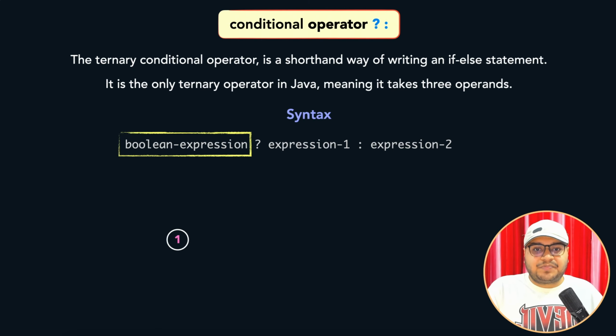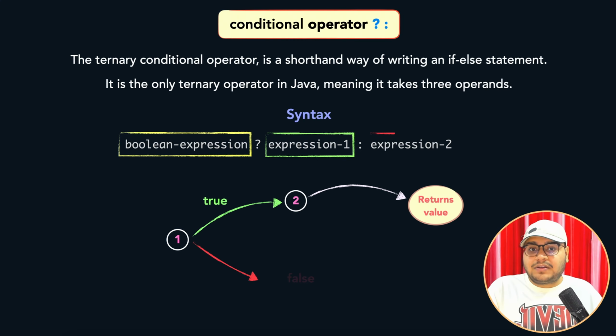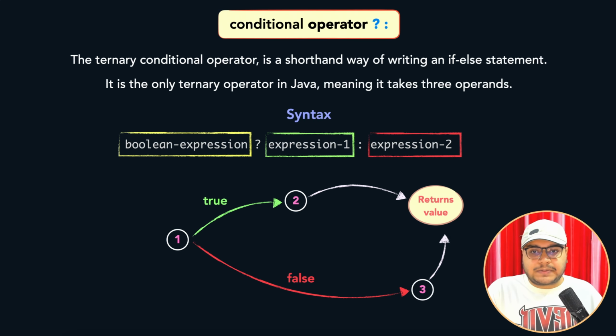Here's how it works. If the condition is true, the value of the expression 1 is returned. However, if the condition is false, the value of the expression 2 is returned. The same rules of precedence, associativity, and type conversions are followed in evaluation of the expression that we have discussed in the last episode, so do check it out.